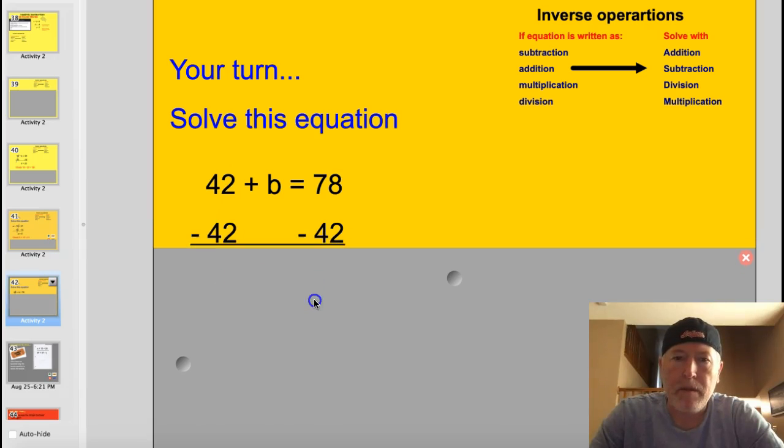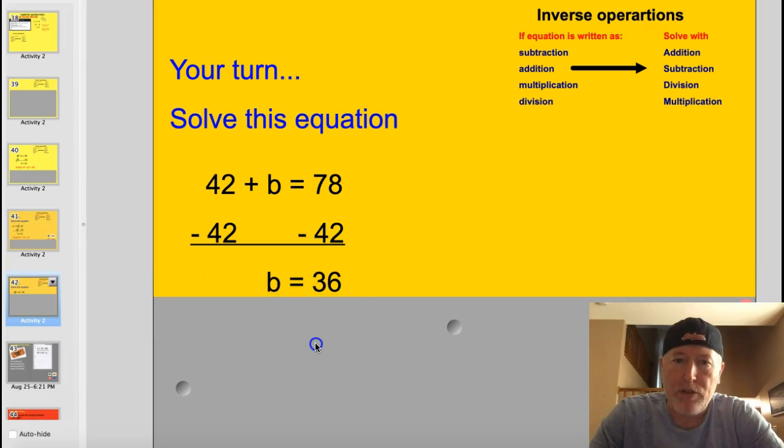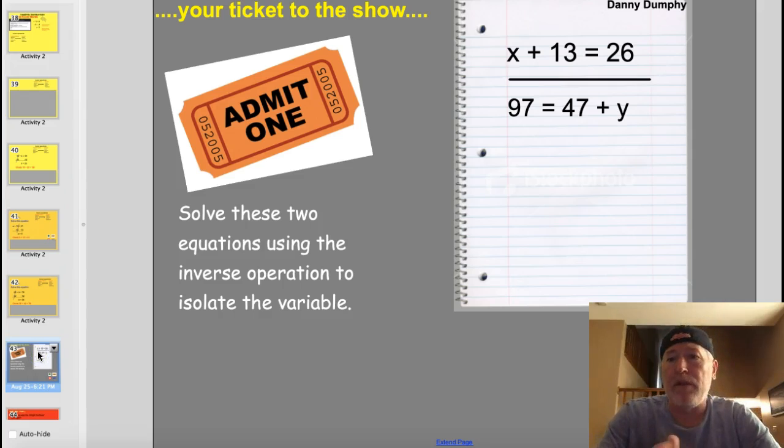Alrighty. See how you did? Yeah, I switched it up. Did you subtract 42 from both sides? Yeah, there wasn't a plus over here, but remember, this is a positive 42 because it doesn't say that it's a minus, right? So we subtracted 42 from both sides, and those guys cross off. You've got b left. 78 minus 42 is 36. Pop it in, double check it. Here we go. 30 plus 40 is 70. 6 plus 2 is 8. There's your 78. All right, couple of pause problems.